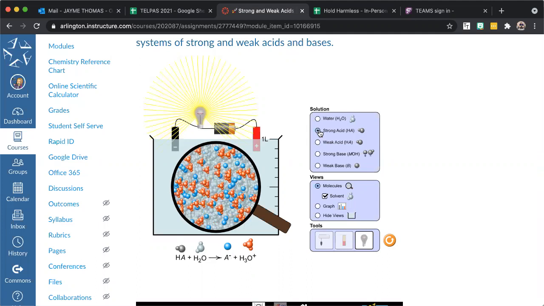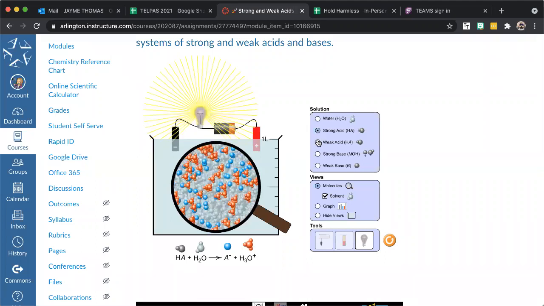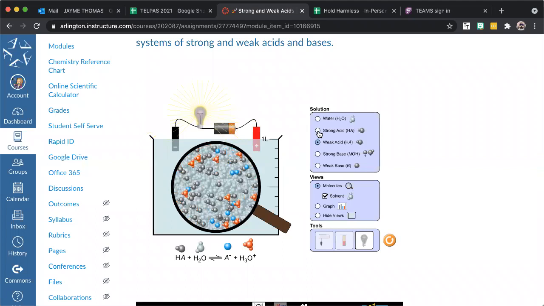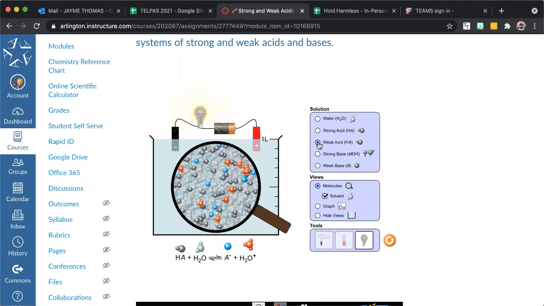The last thing is the equation. So here's the strong acid. Here's the equation. Look at what changes when I click on the weak. What do you notice that's changing for the equation? Because the reactants and products are staying the same. What's the only thing that's changing? It's right here in the middle. The arrow is the only thing changing.